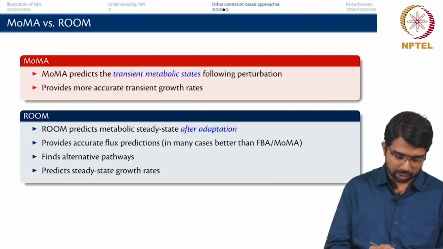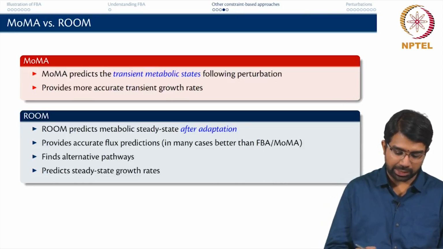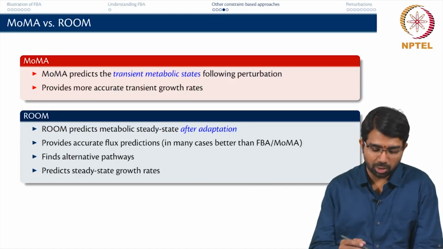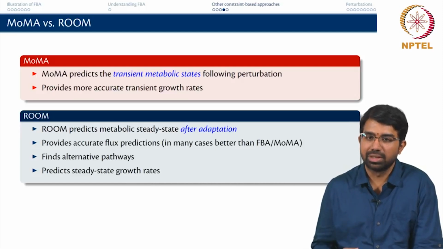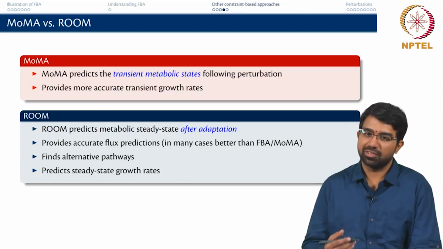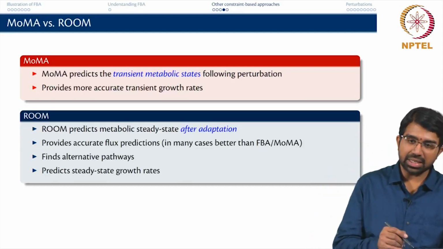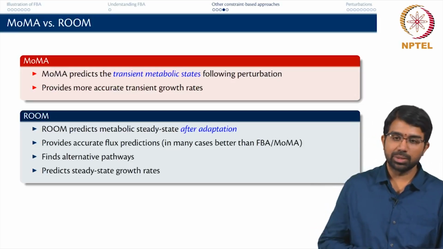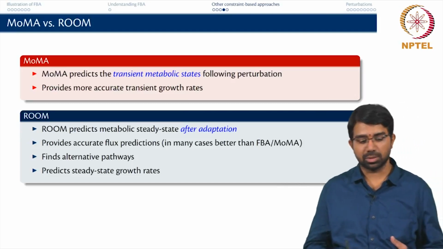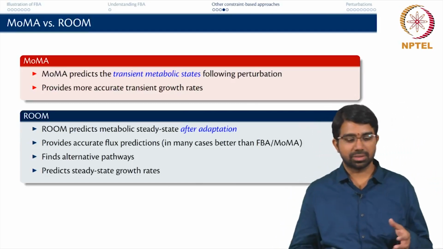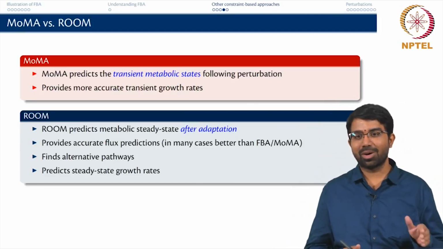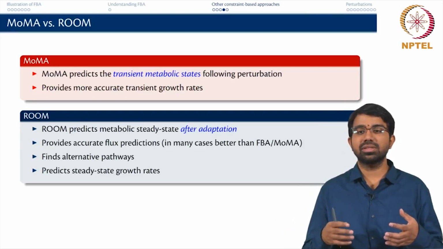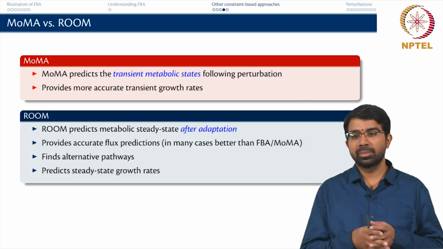So, ROOM is also able to predict steady state growth rates and find alternative pathways, but you will see that in current literature most of these techniques are not very heavily used. People still use mostly FBA, but these techniques have some very interesting offshoots, as I will try to tell you in a later class, because we have some recent work wherein we find this MoMA ROOM based formulation is very nice to understand how an organism reroutes its fluxes under a perturbation.